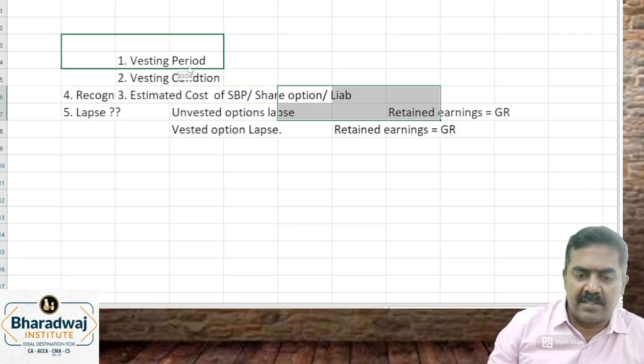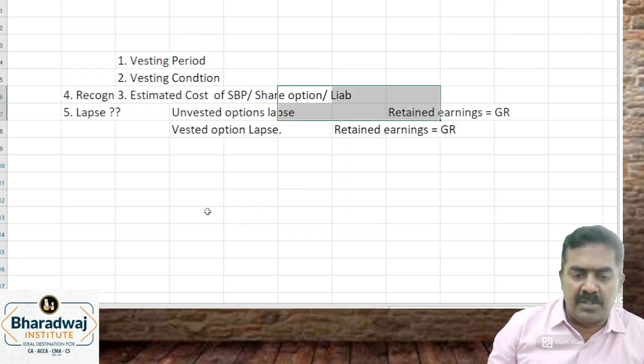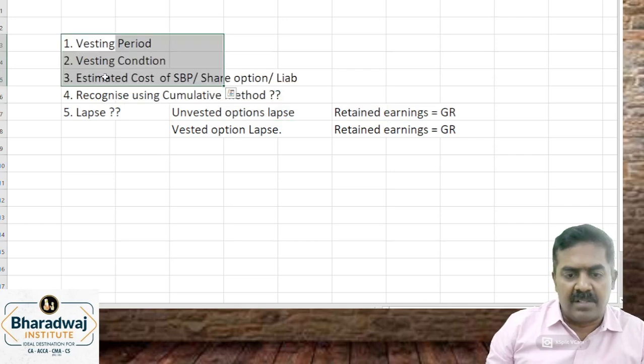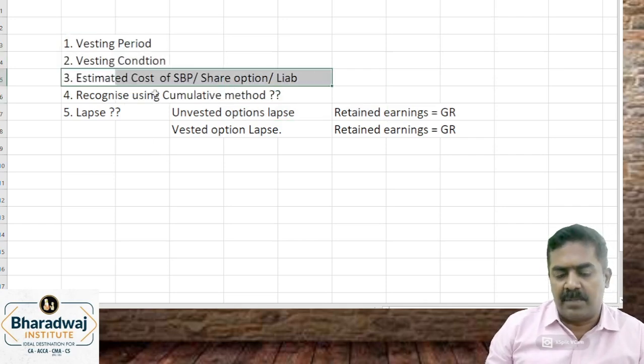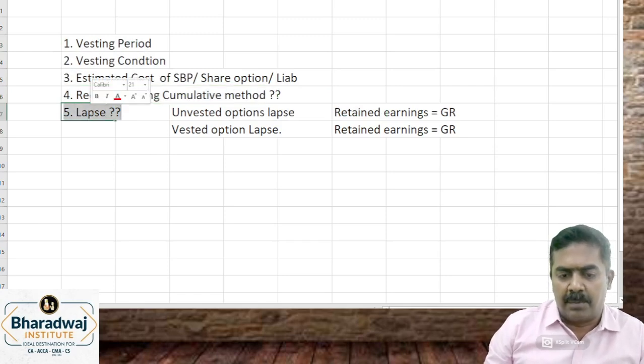These are the 5 points that you have to remember while passing a journal entry, while creating a provision, all these things. Clear? What is the vesting provision? What is the vesting period? What is the vesting condition? What is the estimated cost? Better to use which method? Cumulative method.